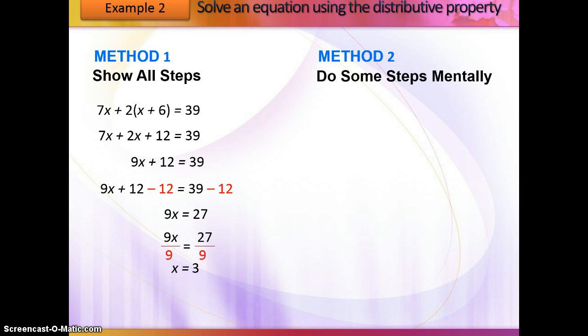Here is the second method, doing some of the steps mentally. We'll begin by recopying the original equation. The next step is distributing the 2 to the x plus 6, and then adding 7x and 2x together, then subtracting 12 and then dividing by 9, doing that mentally. Our answer is 3.